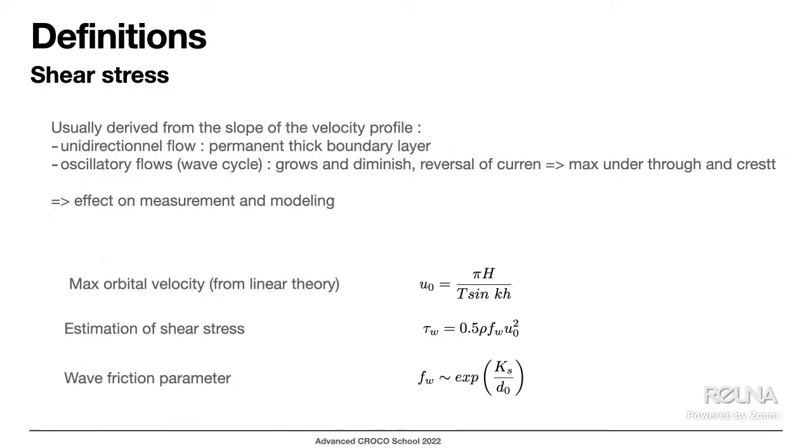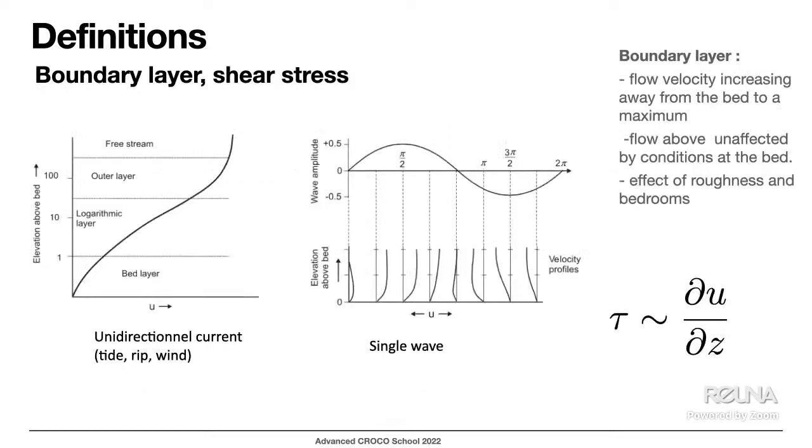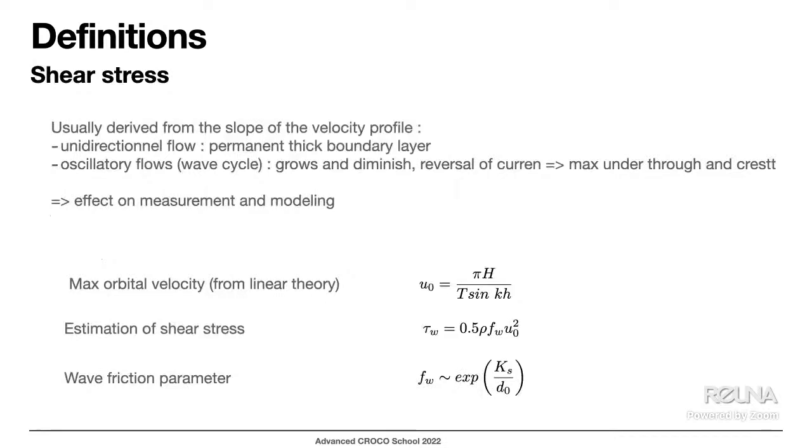So this shear stress we can derive from the slope of the velocity profile. And if we consider a mean flow, we get something like a sheet flow, a permanent thick boundary layer. But on a wave cycle, this shear stress, as you can see here, will increase and diminish, and will be max under trough and crest. And we will also have a lot of turbulence and reversal of the different currents. And this has an effect on measurement and modeling because, again, it's very difficult to measure. You can measure the stress due to mean flow. It's much more difficult to measure the one during a wave cycle because the average does not mean a lot.